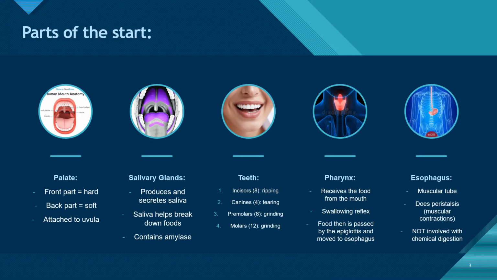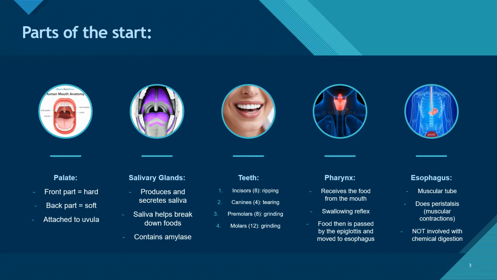The parts at the start are not necessarily things that are breaking things down, but things that definitely start the digestive system off. We have the palate, and the front part of the palate is usually hard and the back part is usually soft. If you put your tongue to the roof of your mouth, you can feel that the front part is sort of hard, and if you move it back slightly, the back part is soft. The back part is also attached to the uvula.